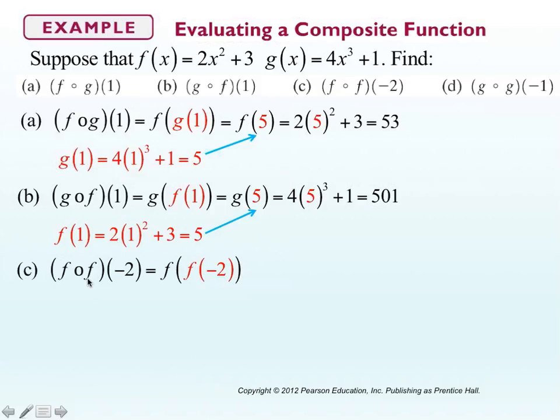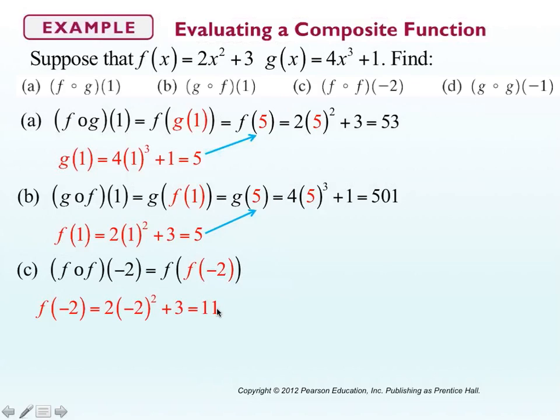And this one, we want f composed with f of negative 2. So we want to find f of negative 2. So we want to start on the inside again. So we want to take negative 2 and plug it in for x into our f of x function. And if you do this, you should have 2 times negative 2 squared plus 3. Negative 2 squared is going to give you 4. 4 times 2 gives you 8. 8 plus 3 gives you 11 here.